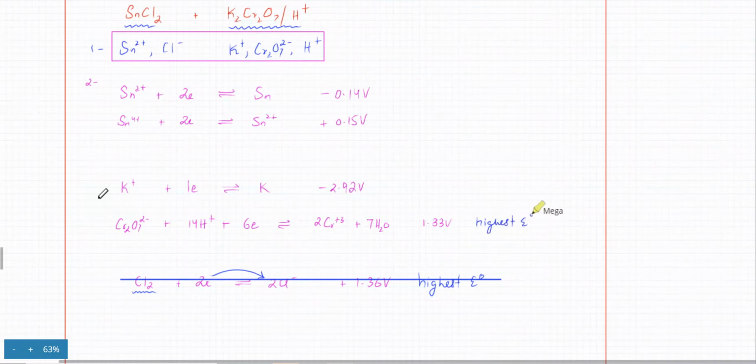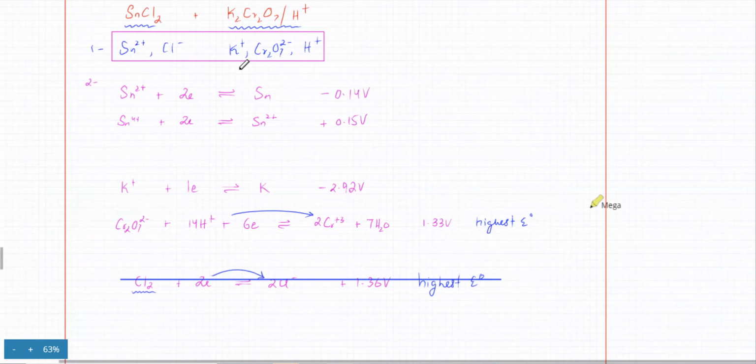Out of the remaining equations, this is the highest potential. It's 1.33 volts. So if I choose this, then this is going to go in the forward direction. It has the highest potential. It likes to gain electrons. So Cr2O7 2 minus and 14H plus would try to gain electrons. And in my reactants, I do have Cr2O7 and I also have H plus ions. So there's nothing wrong with this equation.